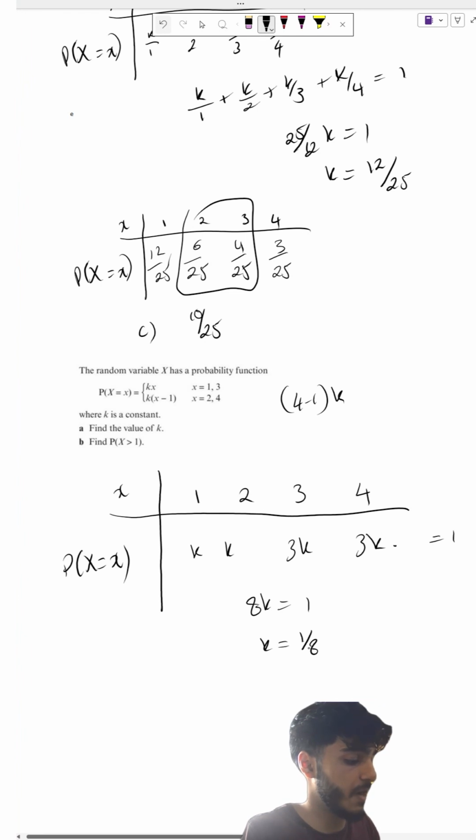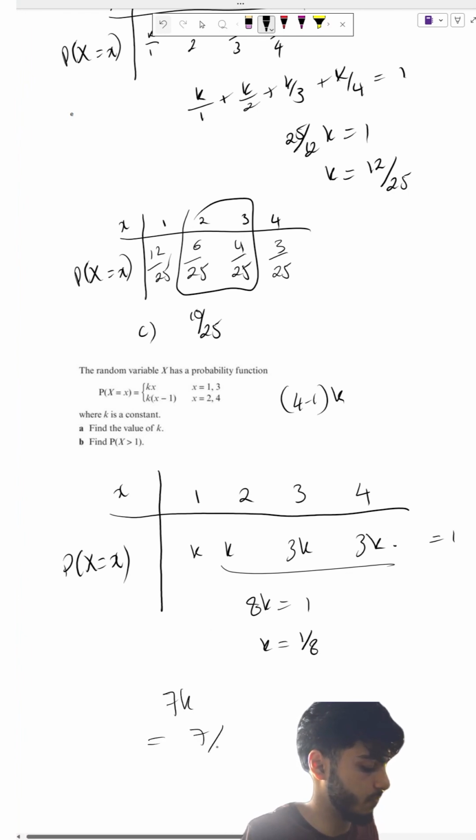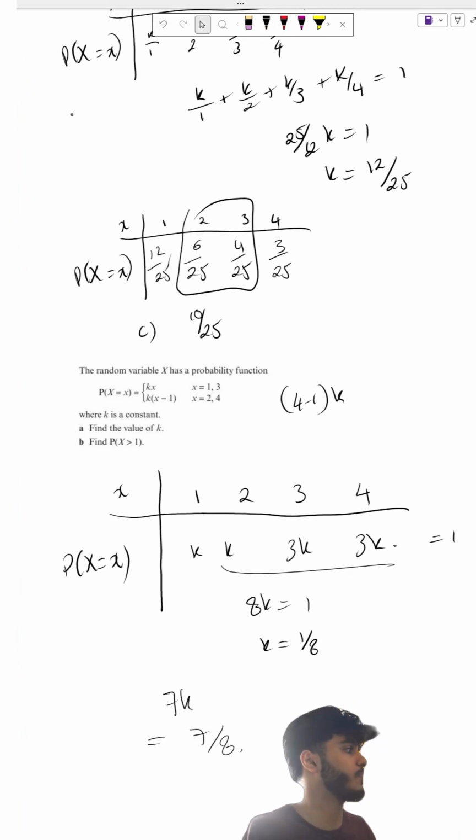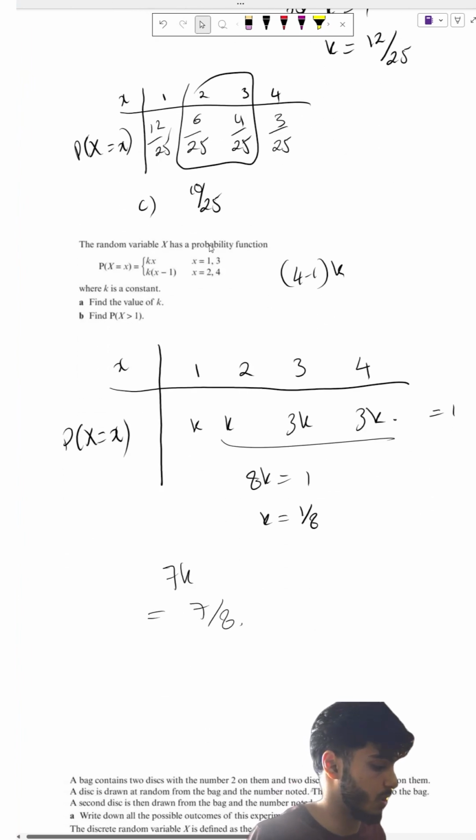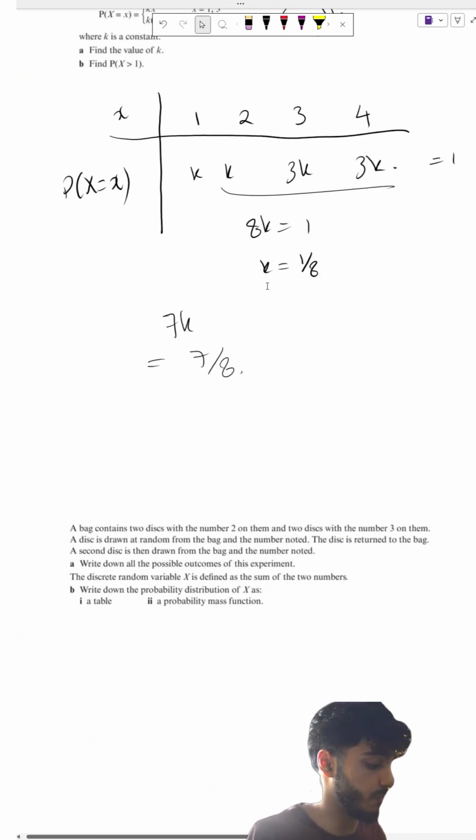Perfect. Now find the value of k, I've worked that out. Find the probability that X is bigger than 1. I'm just going to add all these together, that's going to be 7k, which is 7 over 8. Very easy question, nothing too difficult. I hope that makes sense. Please do tell me if it doesn't.